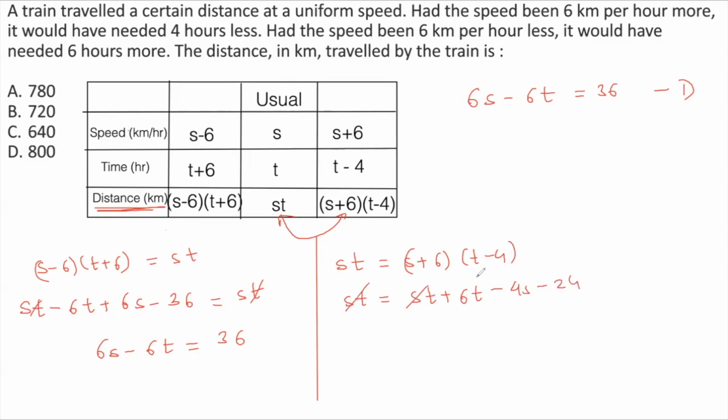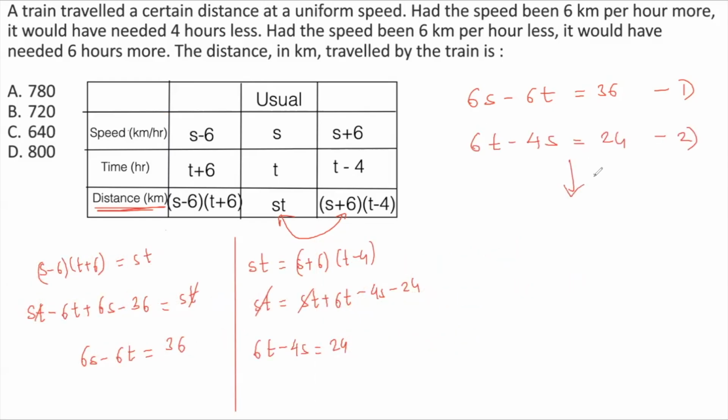Again, st will get cancelled out. I could take minus 24 to the left-hand side. It would make it 24. So 24 will be 6t minus 4s, or 6t minus 4s is 24. Let me write this as my second equation.